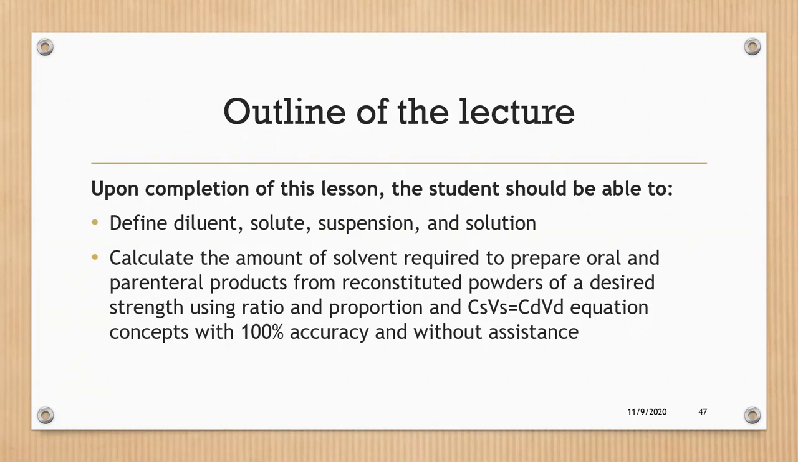And once we have gotten that out of the way, identifying what are reconstituted powders and admixtures, then we will go straight into the concept of calculating the solvent that will be added to these powders to prepare a desired concentration. And we'll be using both the concepts of ratio and proportion and the CSVS method.